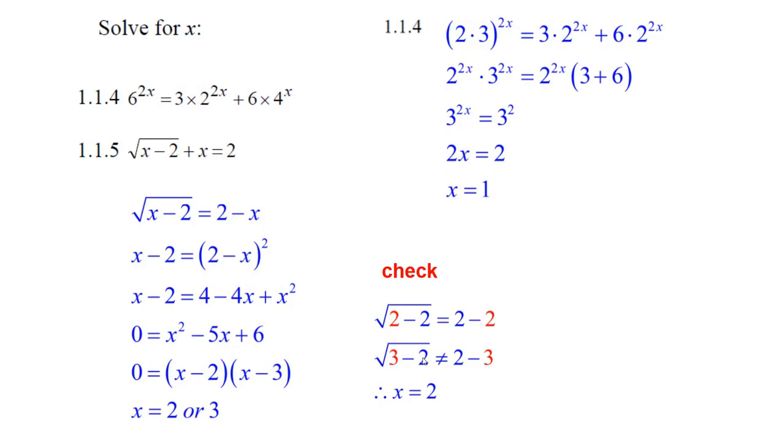Then check 3. 3 minus 2 is 1. The square root of 1 is positive 1. It doesn't equal negative 1. Therefore, x equals 2 is your solution. And there's that question all done.